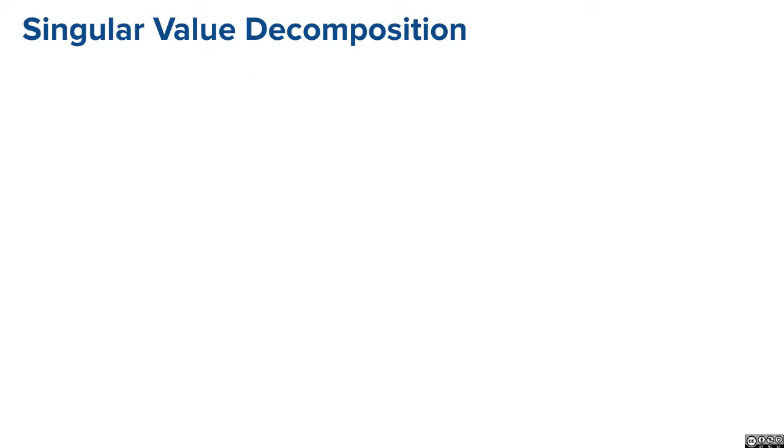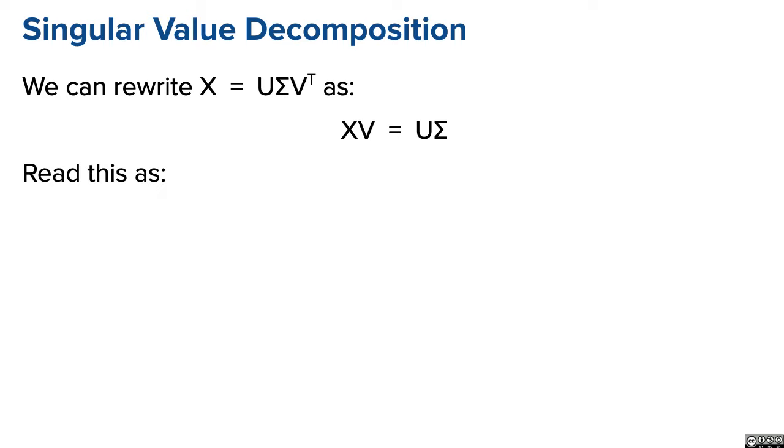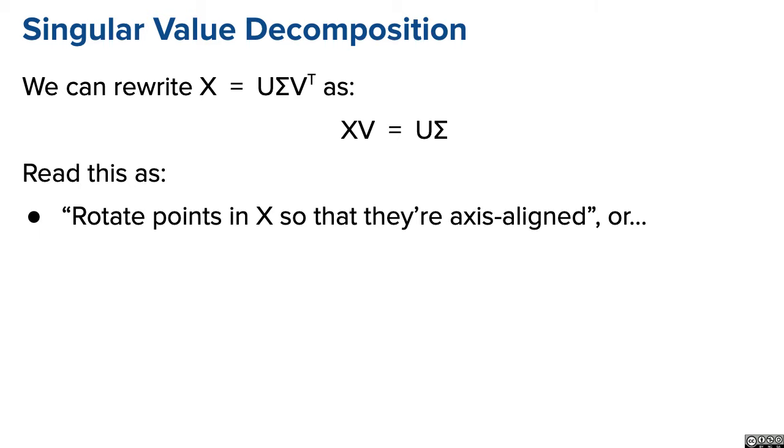Another way of looking at this expression is, again, we can treat one matrix as data and one matrix as an operation. So I can read the left-hand side as: rotate the points in X so that they're axis aligned, so to speak. What that means is I'm going to treat X as my data and V as my operation. I know that V is orthonormal, which means that it's a rotation matrix. So X times V is a rotation of my original points in X.